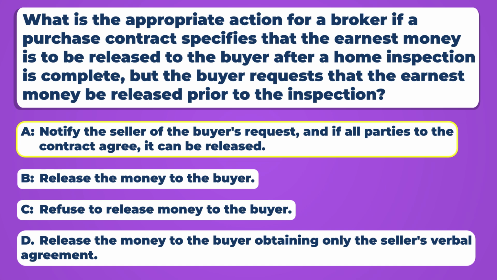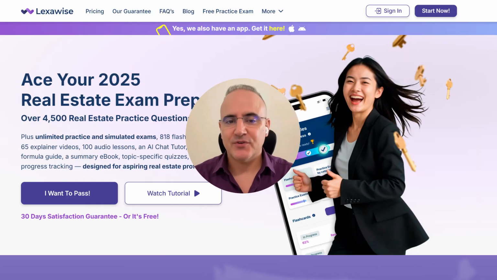Got it? A is the correct option. Notify the seller of the buyer's request, and if all parties to the contract agree, it can be released. If the seller and other relevant parties agree to the buyer's request to release the earnest money before the inspection, the contract terms can be changed. If any party does not agree, the original terms stand and the earnest money won't be released until after the inspection. And that's a wrap for today.